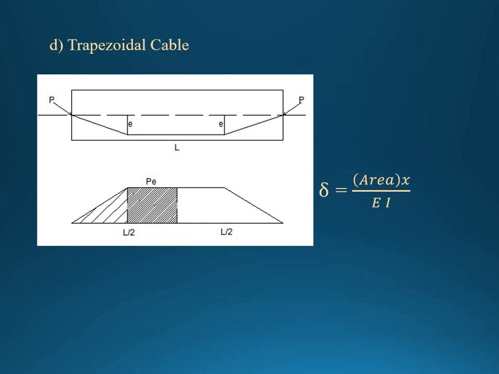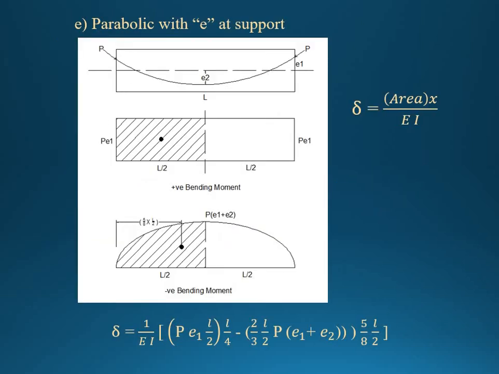And the fifth case is parabolic with eccentricity at support. This is very important. Why this is important means here you can see a word like parabolic with eccentricity at support.